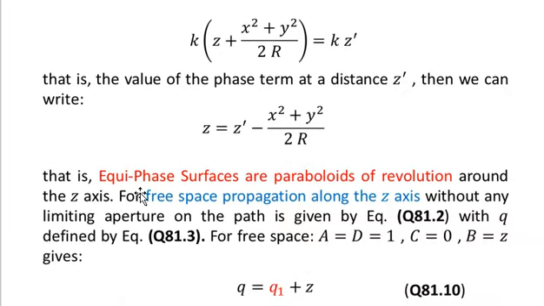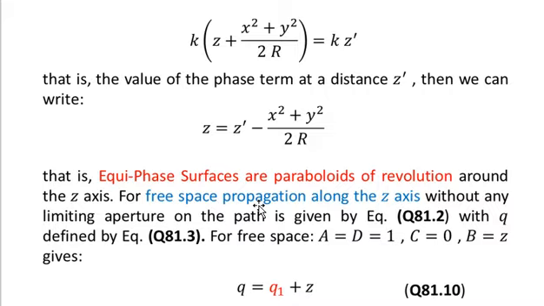That is, the equiphase surfaces are paraboloids of revolution around the z axis. If you have enough mathematical knowledge, you will notice that this represents equiphase surfaces. Equiphase surfaces are the paraboloids of revolution about the z-axis, and these will form the equiphase surfaces.